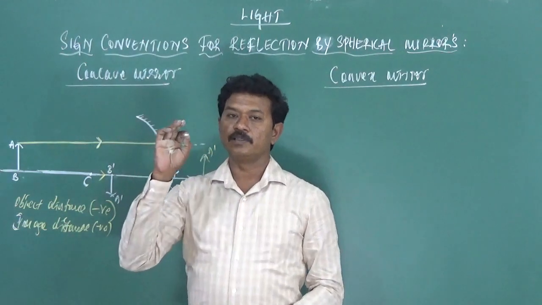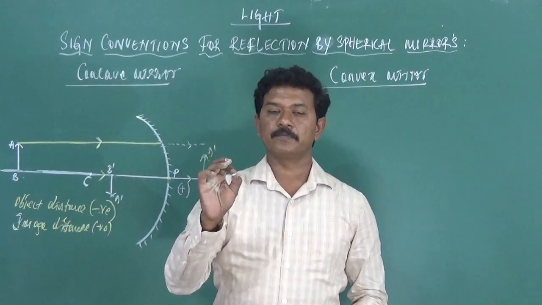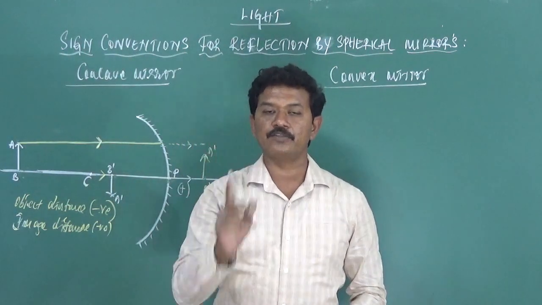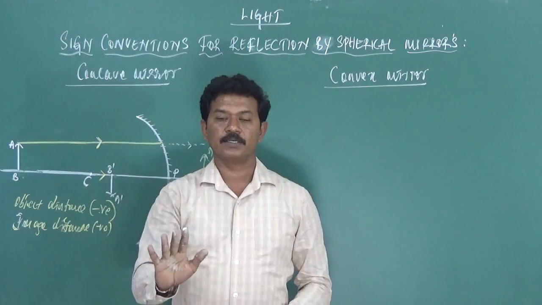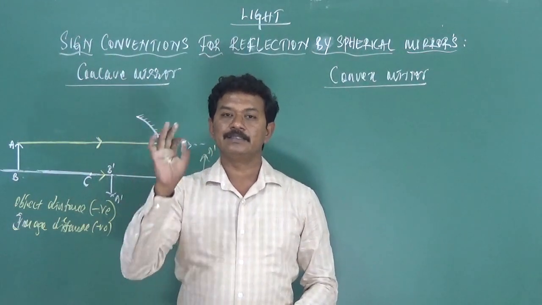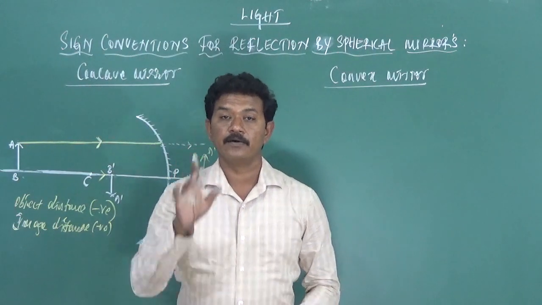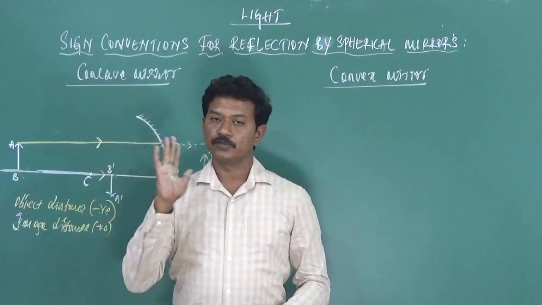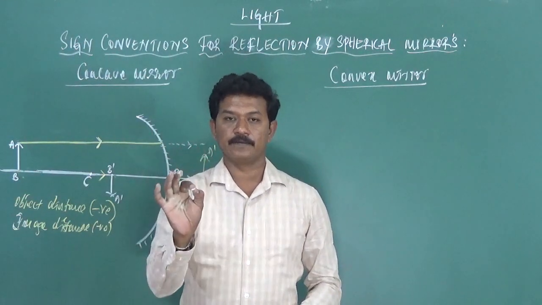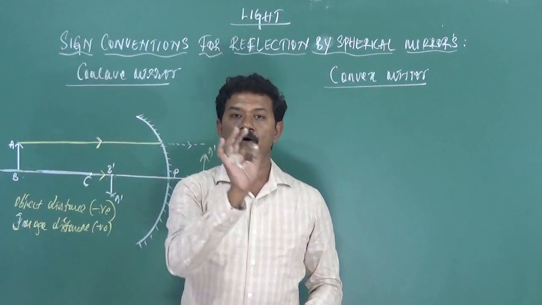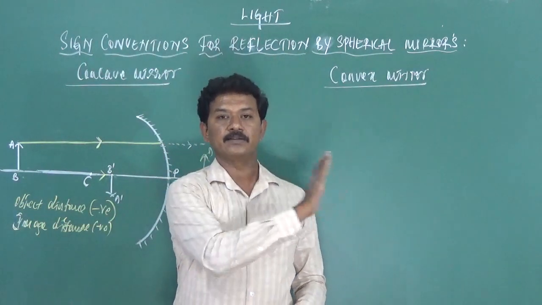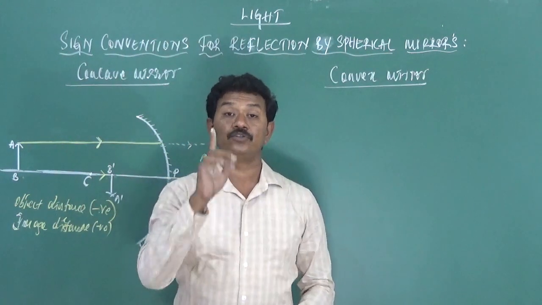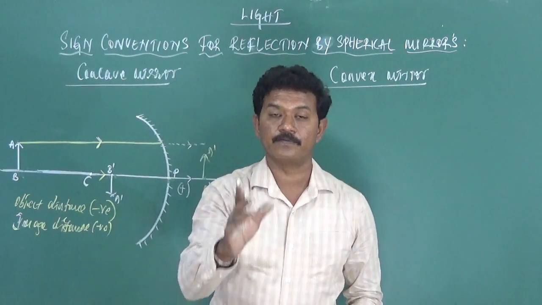So all the distances from the mirror are to be measured from the pole of the mirror. That is the first point. Second point, if you are measuring anything opposite to the direction of the incident light rays, then that value you get should be taken as negative. Now third point, if you are measuring any distance along the direction of the incident light rays, that is, in the same direction as the incident light rays, then that should be taken as positive. Very important.